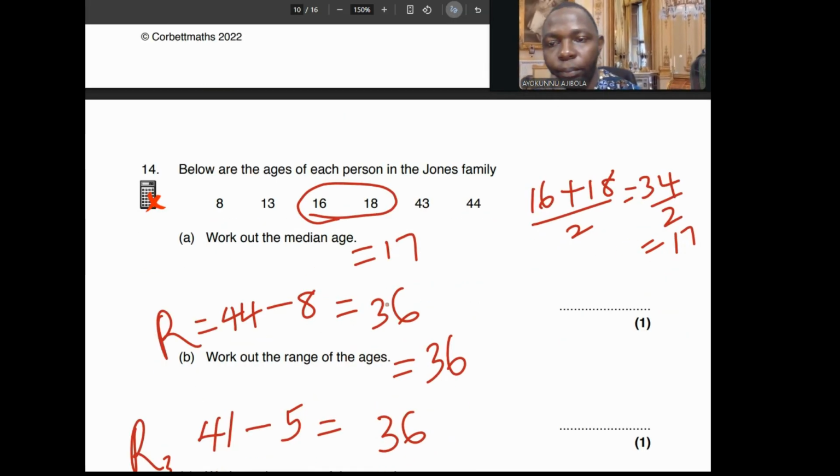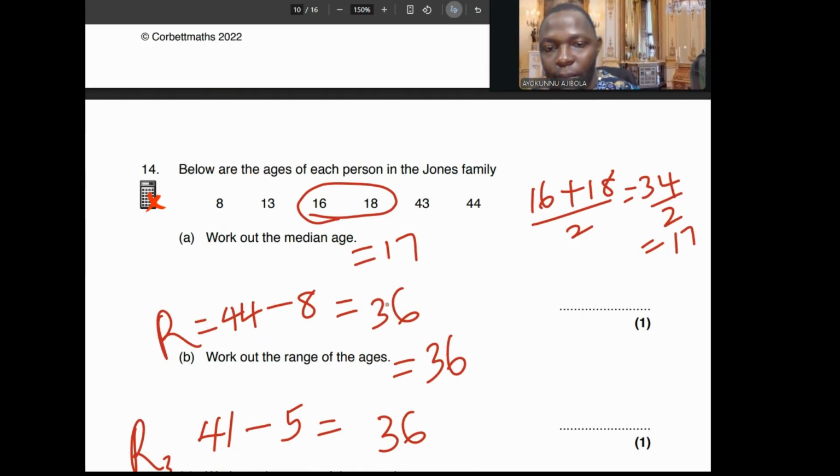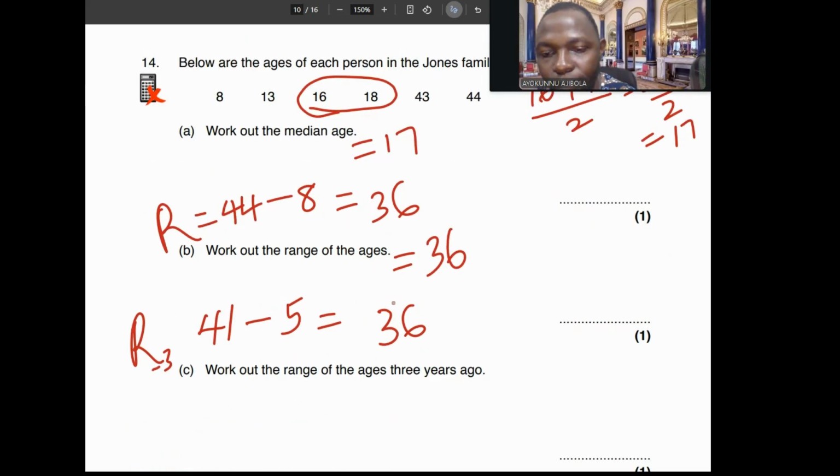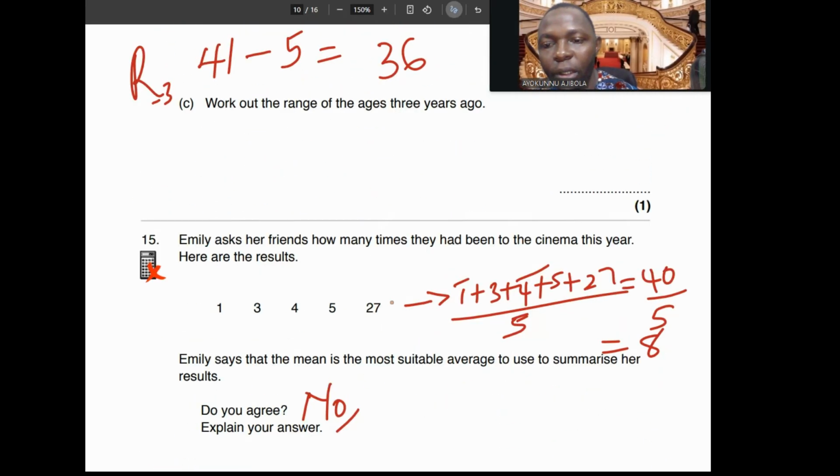Then 14, I got 17 years. Mm-hmm. Then 36 years. Mm-hmm. Then 36 years again. Okay, that's correct. Number 15.